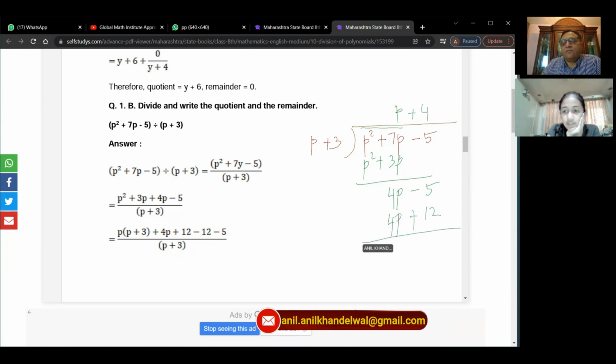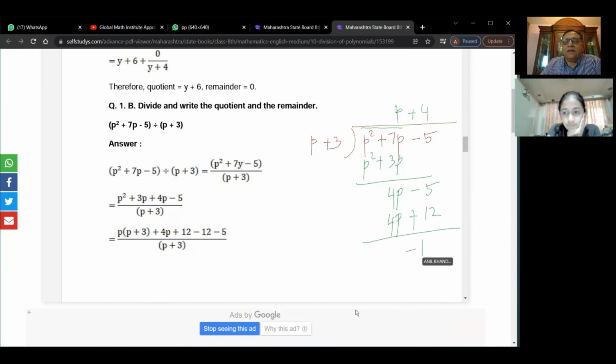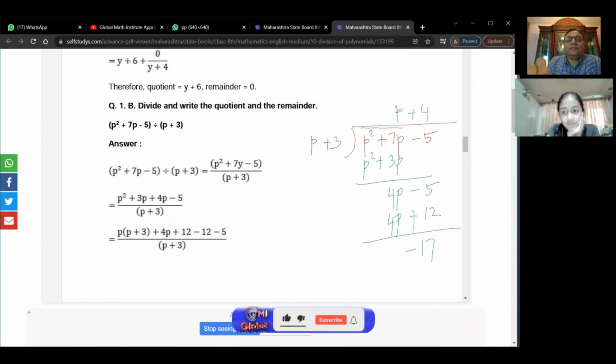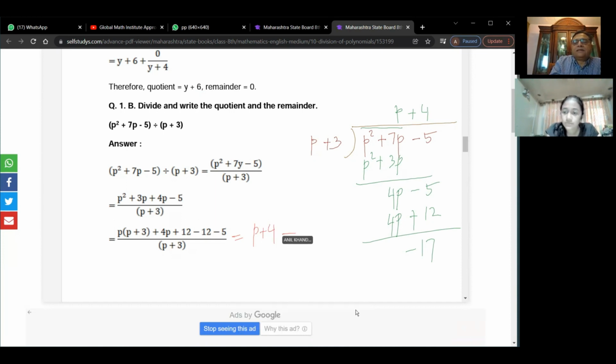Now you take away. When you take away, minus 5 minus 12 is minus 17, right? Therefore, we get our answer. So easy. Do you see it is so easy? So we get our answer, which should be equal to p plus 4 is our quotient, correct? And the remainder is minus 17.